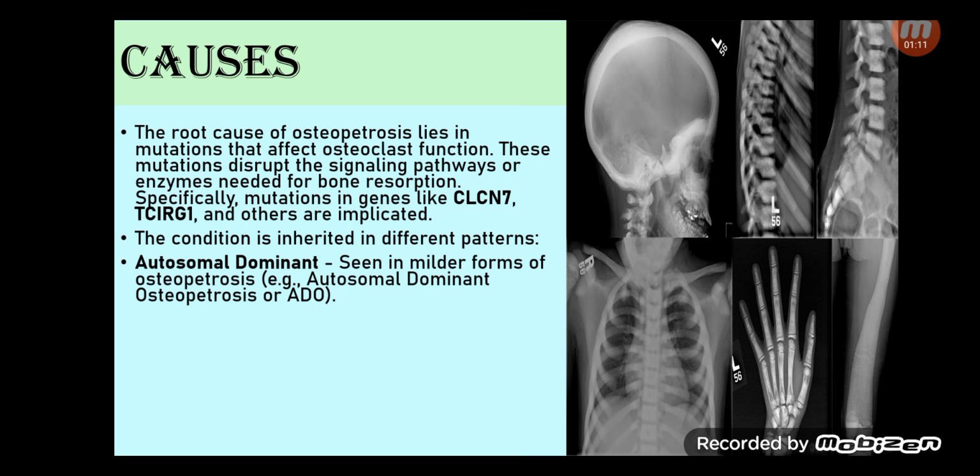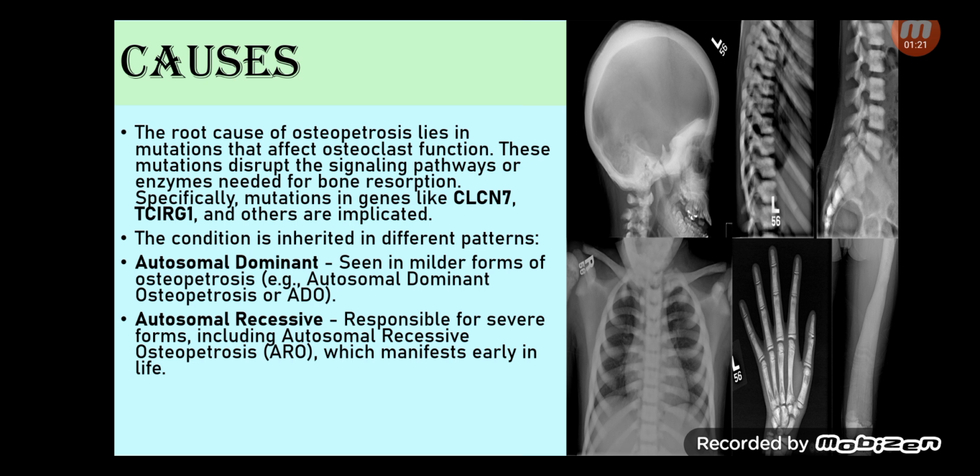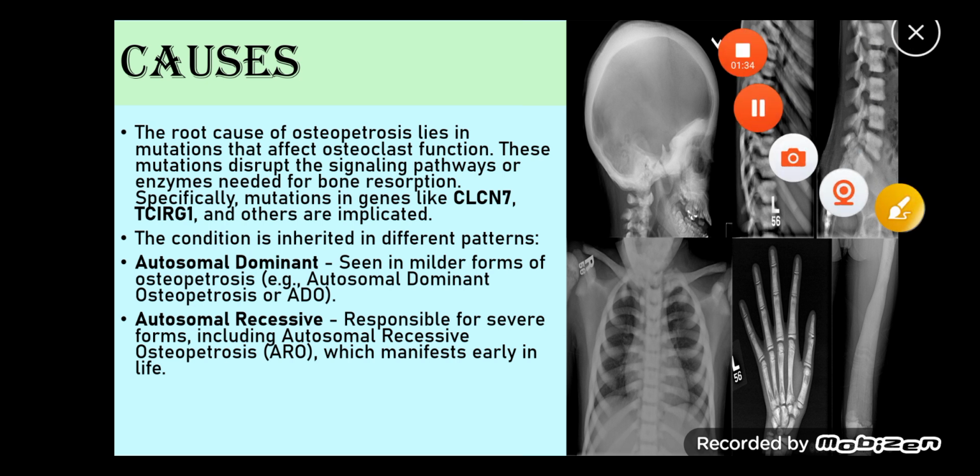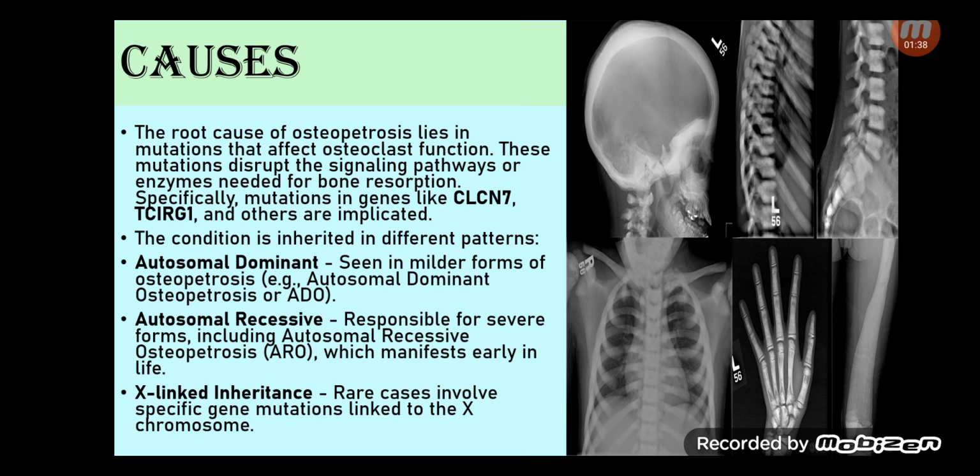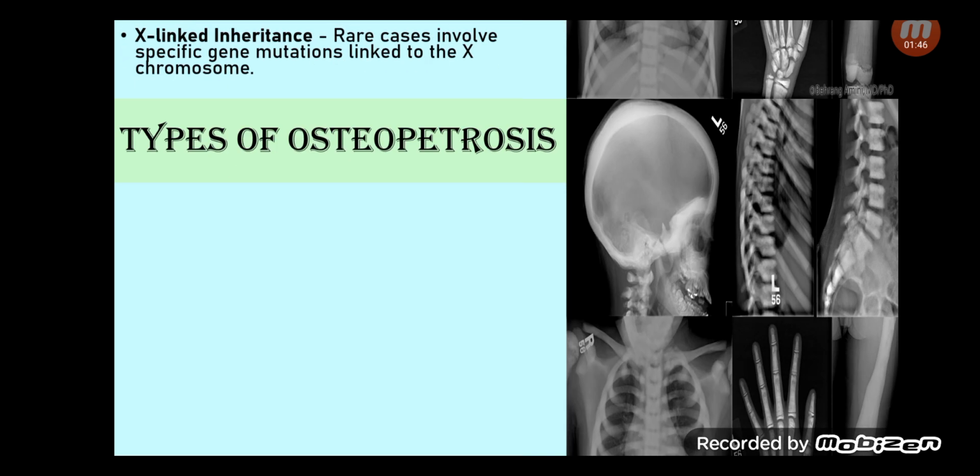The first pattern in which this condition is inherited is autosomal dominant, that is seen in milder form of osteopetrosis, autosomal dominant osteopetrosis or ADO. Then we have another pattern of this disease, that is autosomal recessive. It is responsible for severe form, including autosomal recessive osteopetrosis, which manifests early in age. Then we have another pattern for osteopetrosis, that is X-linked inheritance. These rare cases involve specific gene mutations that are linked to X chromosome.